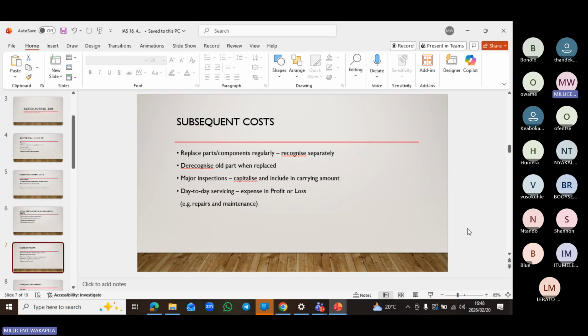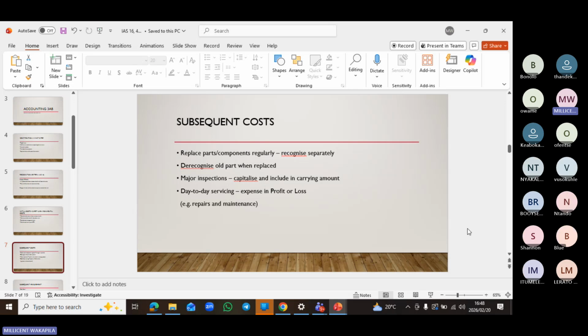That's wonderful. And also there are components that need to be regularly replaced. Those ones you can recognize separately. We do not combine them; when you are calculating depreciation for components, you have to calculate it separately. And also the depreciation for the main asset, you have also to calculate it separately. Then with major inspections, we also need to capitalize and include them in the carrying amount. So when you are replacing the components, you recognize the new components and you derecognize the old parts when they are replaced. And then day-to-day servicing, like maintenance, you have to expense in the profit or loss. They are not supposed to be capitalized.